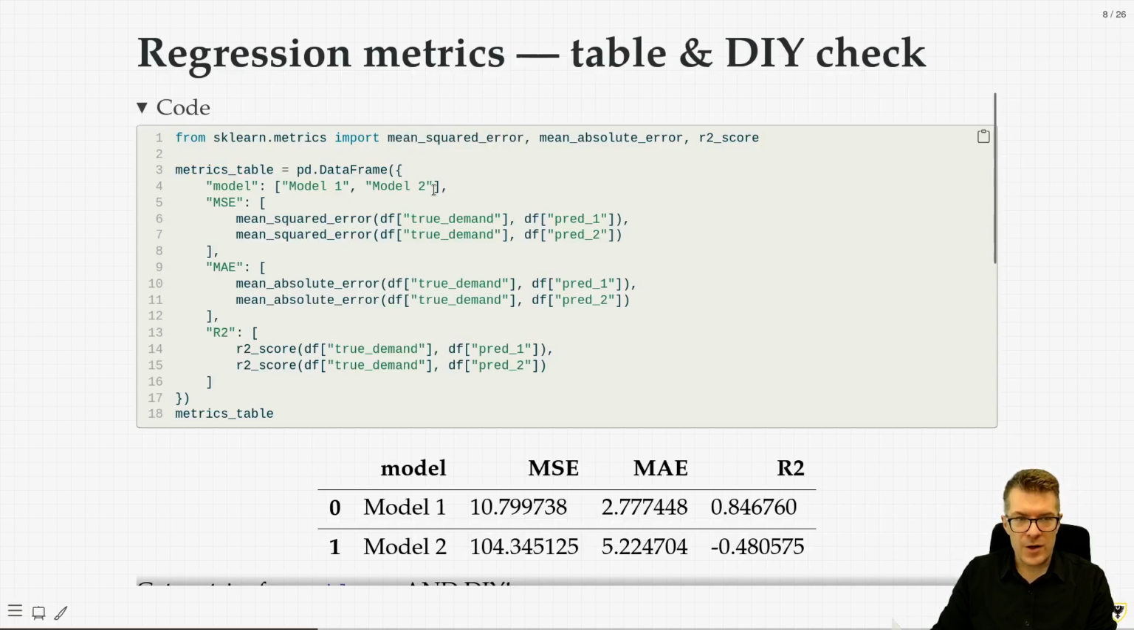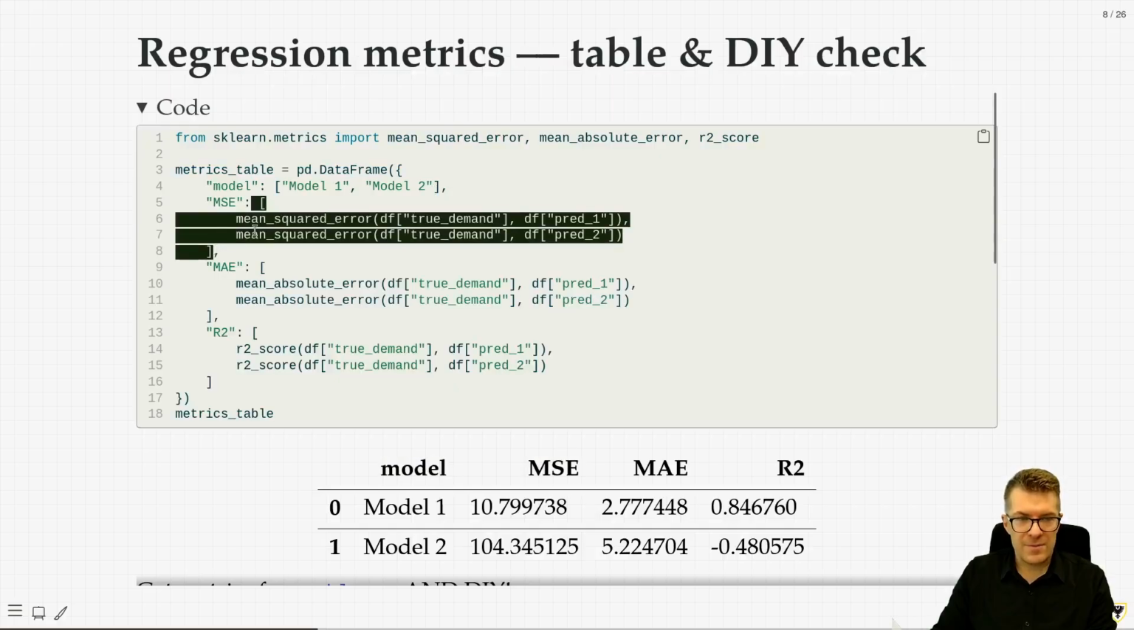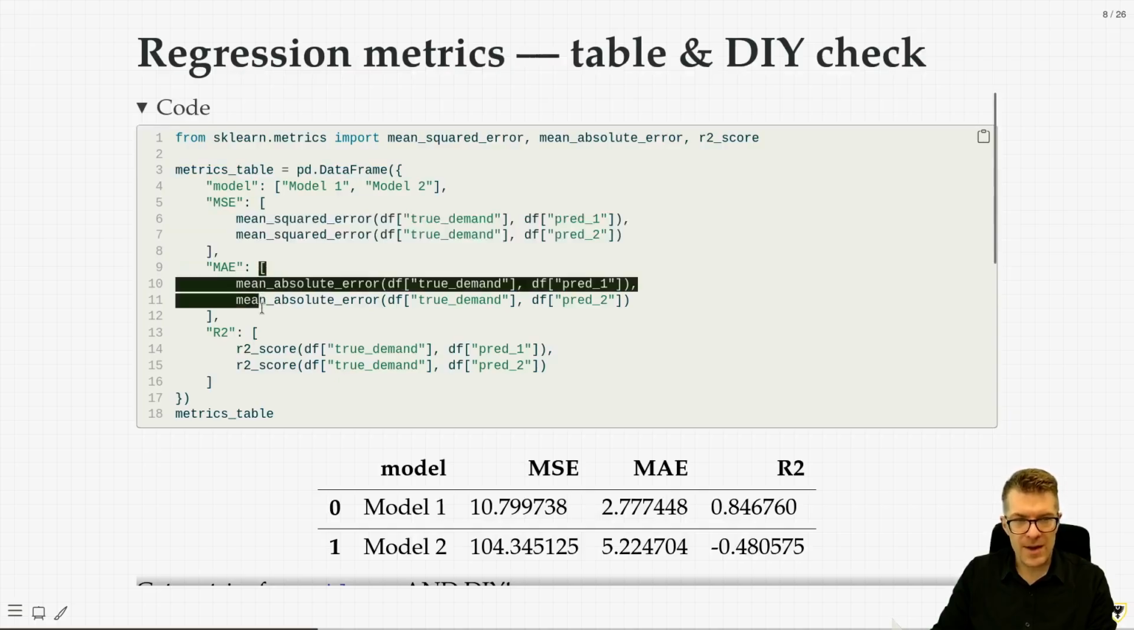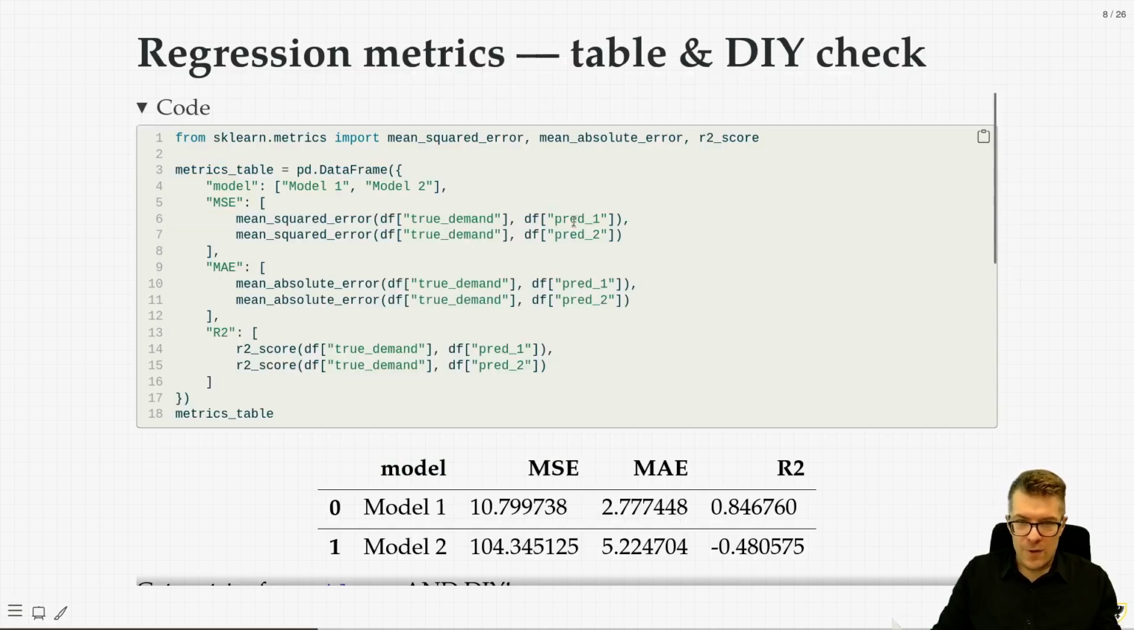So we have Models 1 and 2. We have a little list over here that describes mean squared error, another one that describes MAE. And we have a mean squared error for Model 1, a mean squared error for Model 2, and we're just comparing the true demand in our data set against the predictions made by each of these two models. And then we're just storing their mean squared errors in this list. Okay, so the point is we're just computing these measures using the built-in APIs from sklearn, which is a fundamental library in machine learning.